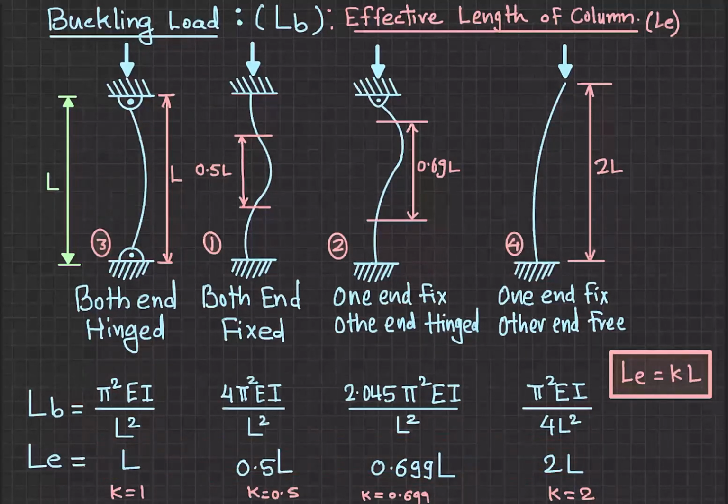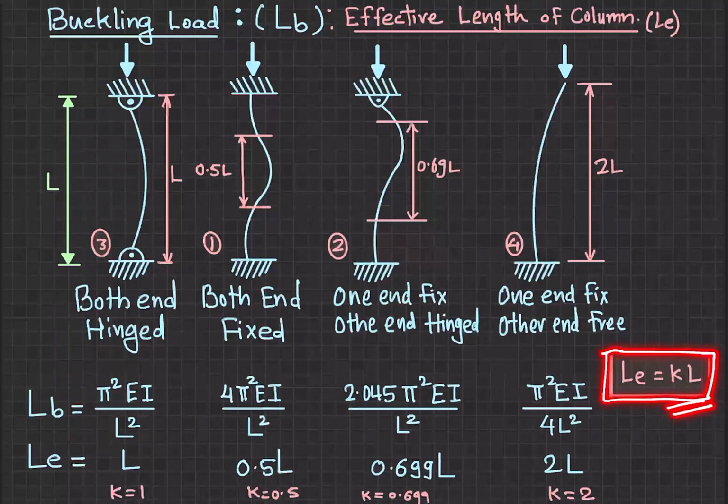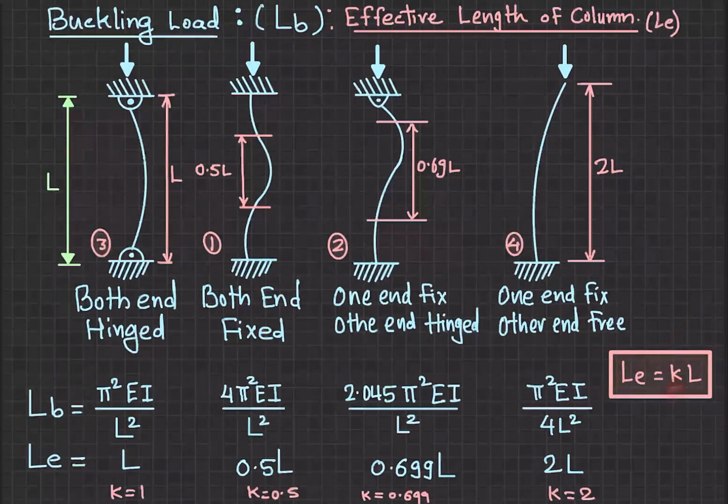If we consider the first condition, where both ends are hinged, the LE, which is the effective length, equals L. The actual formula of effective length is LE equals KL. K is a theoretical value, and this theoretical value actually makes a difference. In the both-end-hinged condition, K equals 1, so you can consider LE equals L.